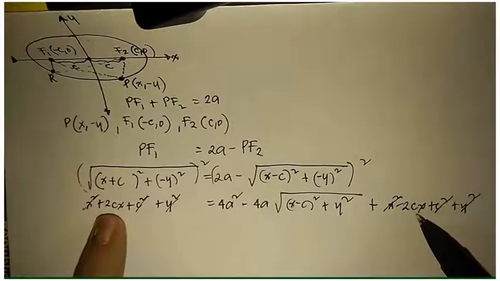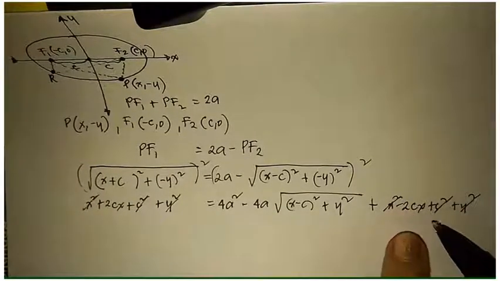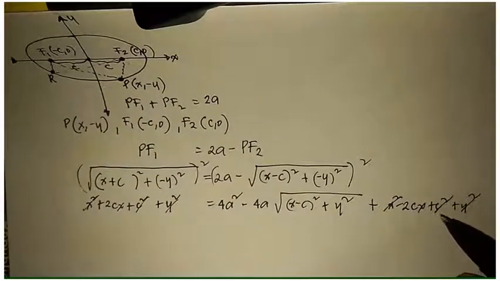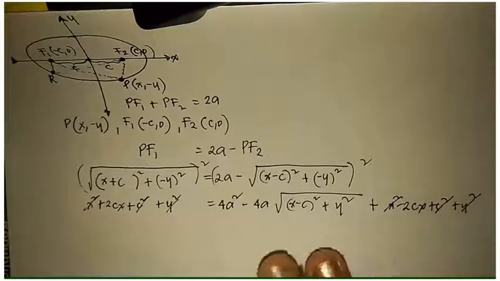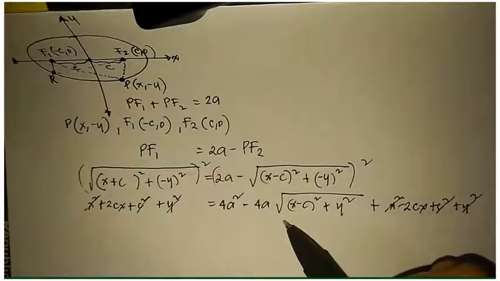Of course, we cannot remove the 2 because when this is moved here, this becomes negative 2cx. So, we would have negative 4cx there. Those are the only terms that we can remove and we can proceed. We can move this to the left side of the equation so that it will be a lot easier for us also to remove this radical sign later.